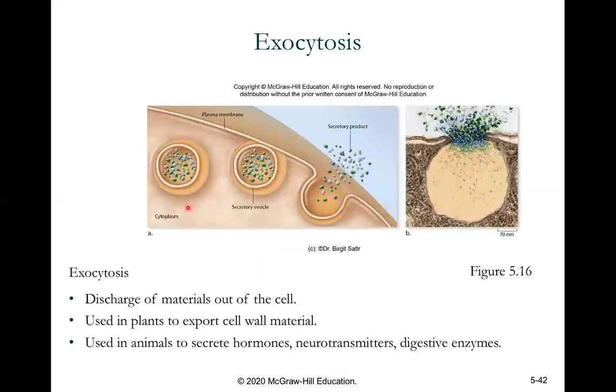Exocytosis, to show another image shown here, is where we discharge materials out of the cell, and it is used in plants to export cell wall material. This also is used in animals to secrete hormones, neurotransmitters, and digestive enzymes.